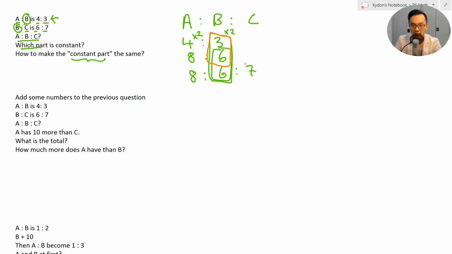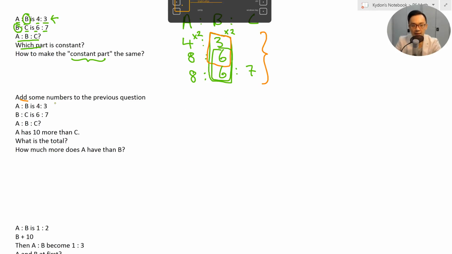Now what happens if I want to make 6 into the same as 3? So let's rewrite this again. 4 is to 3 and 6 is to 7. If I want to make 6 the same as 3, I need to divide this by 2. So therefore, I need to divide this by 2 as well. And my A is to B is to C becomes 4 is to 3 is to 3 and a half, or you can say 3.5 units. So that's how we can do it. If you don't understand this part, don't worry. Most of the time, you will just be required to multiply it.